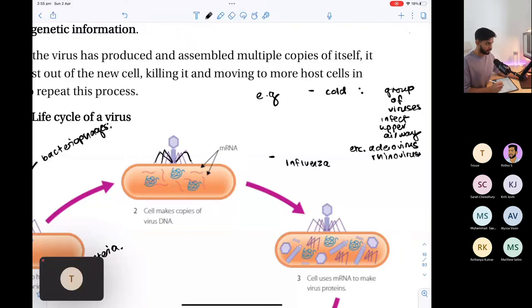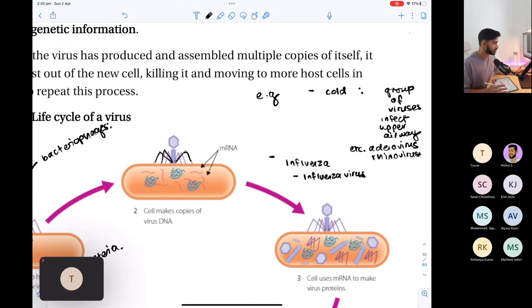Now notice the difference, everyone. The cold is a group of viruses, a mild illness. Influenza is caused by only one virus, and it's easy to remember. The name of the virus is the influenza virus. How easy was that? Influenza caused by influenza virus. This virus additionally will cause fevers, body aches, and will be around for about 2 weeks.